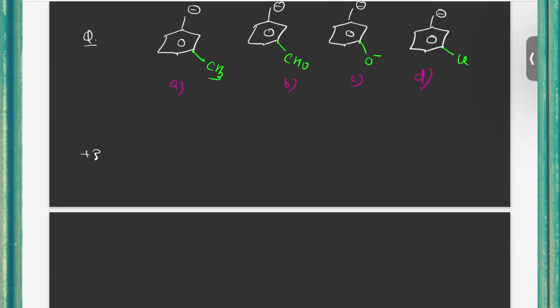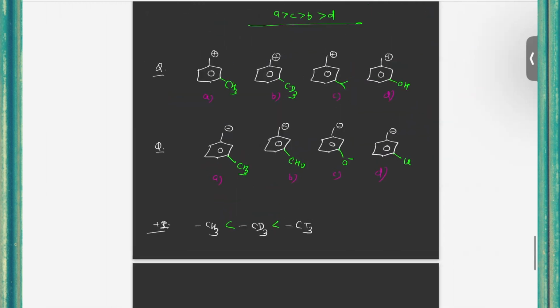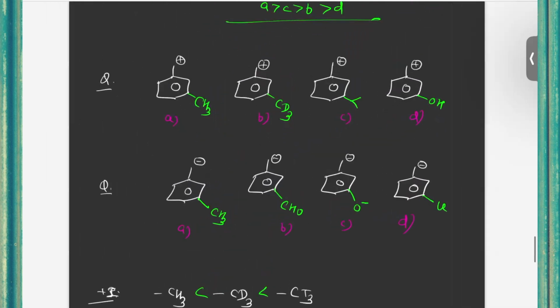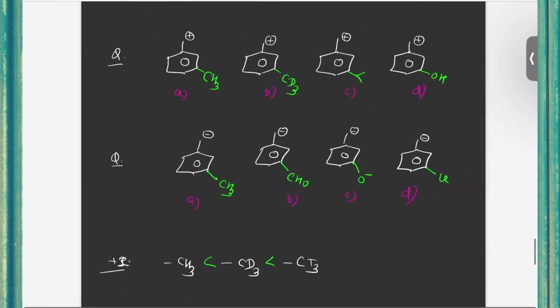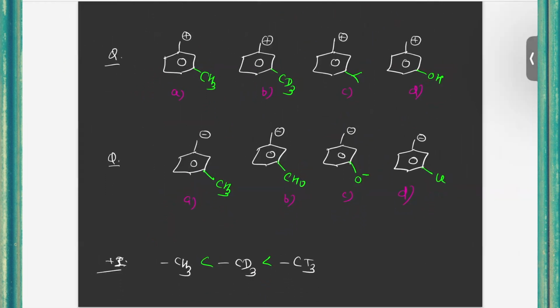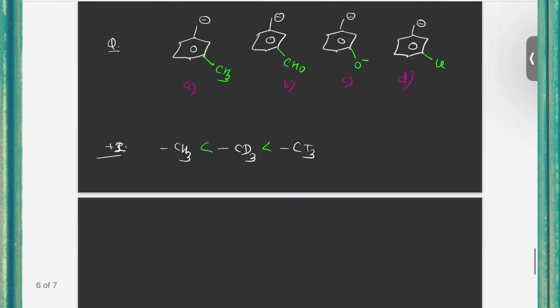Okay, sir. And I'm telling you one thing here, that if you see the plus I, CH3 has plus I. In the same way, CD3 also has plus I. CT3 also has plus I. But which is having more? CT3. That is having more. Like heavier isotope is having more plus I. Tritium is heavier. Deuterium is heavier than hydrogen.